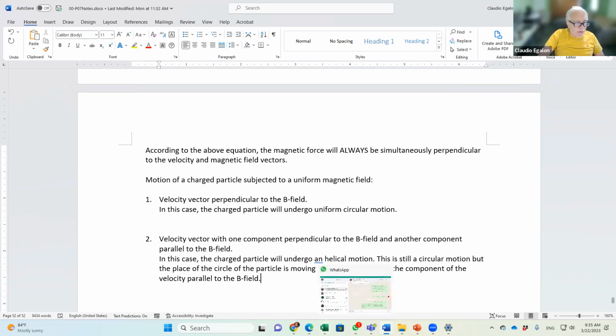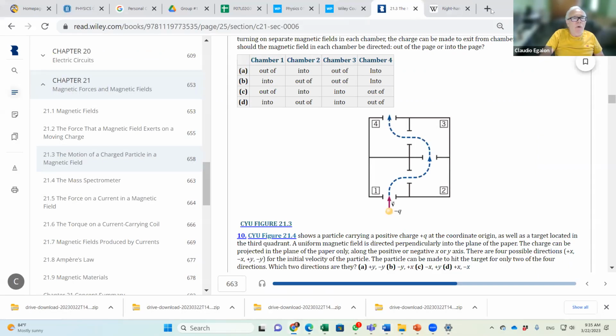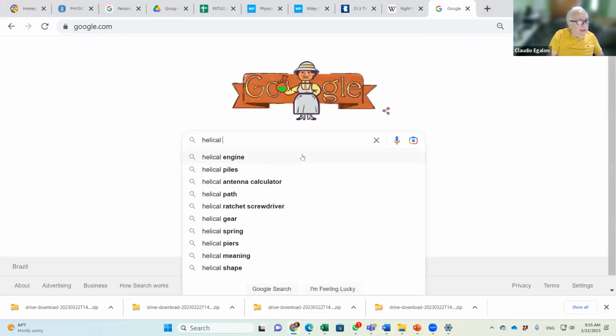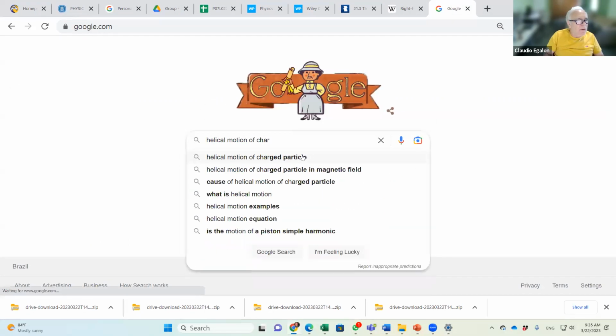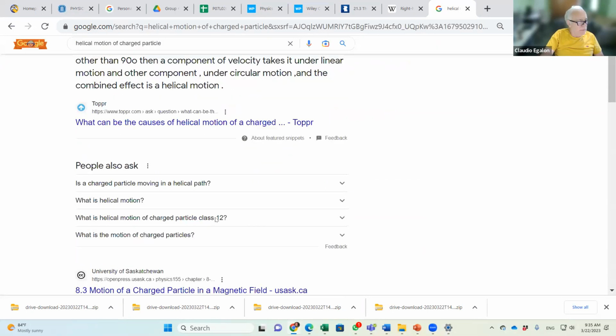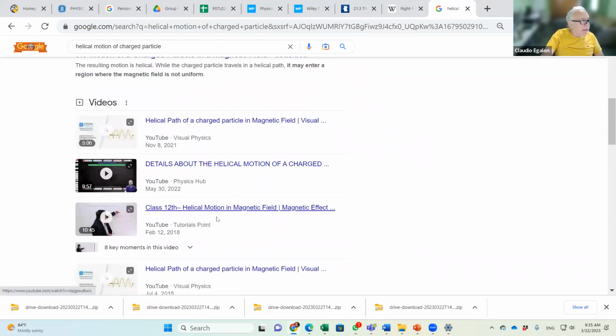Like that. Let's see if we have one here. Helical motion of charged particles. It's always good. Oh yeah, we have one here. A charged particle.